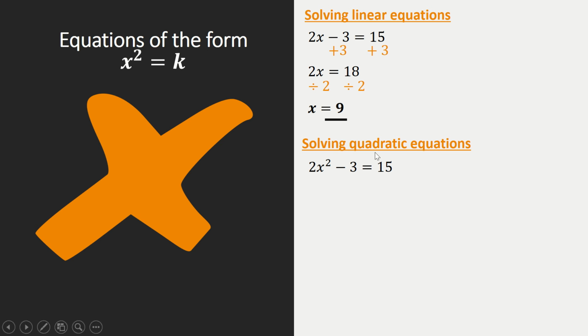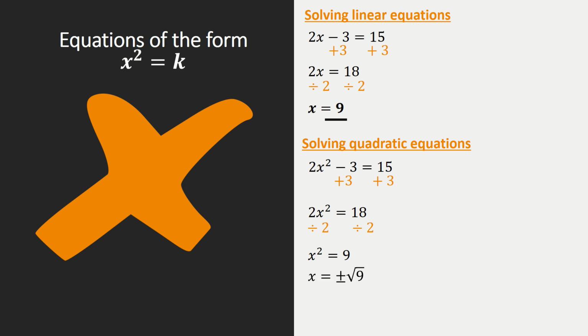A quadratic equation is when your letter, in this case our x, has a squared, so a power of 2. The first steps are exactly the same. That means that you need to add 3 on both sides. So what you get is 2x squared equals 18. Afterwards, you will divide everything by 2, so you get x squared equals 9.